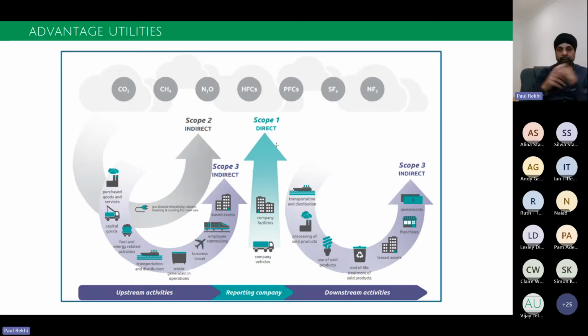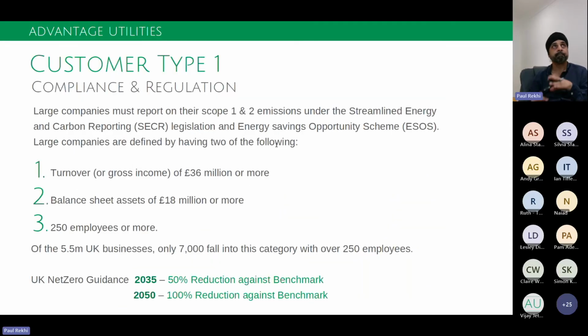So once this came along and the UK came along and put this compliance in, what happened? The first thing that happened, and this is our major customer type, is large companies have to report their emissions. So these companies are formed of, if you meet any of these criteria, you should be reporting your scope 1 and scope 2 emissions. And this is the first type of customer that sort of approached us.